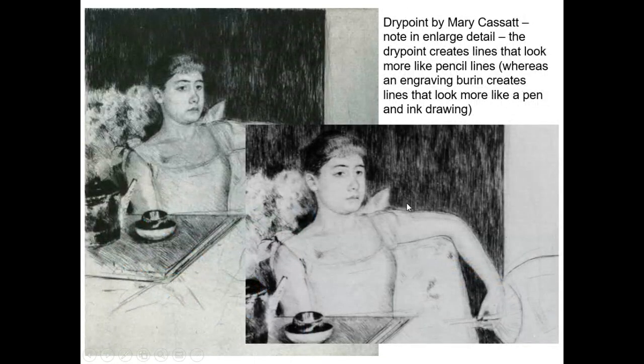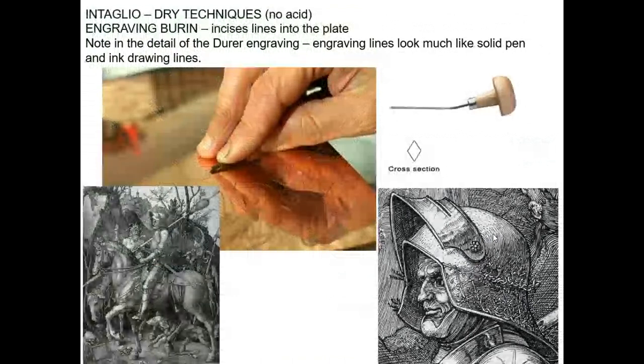If you look at this print here by Mary Cassatt from a distance, it looks like a pen and ink drawing, but the closer you get to it, you can see that those lines are a little scratchy. They look a little bit more like the way a pencil behaves on a rougher paper. So this is one of Cassatt's dry points.